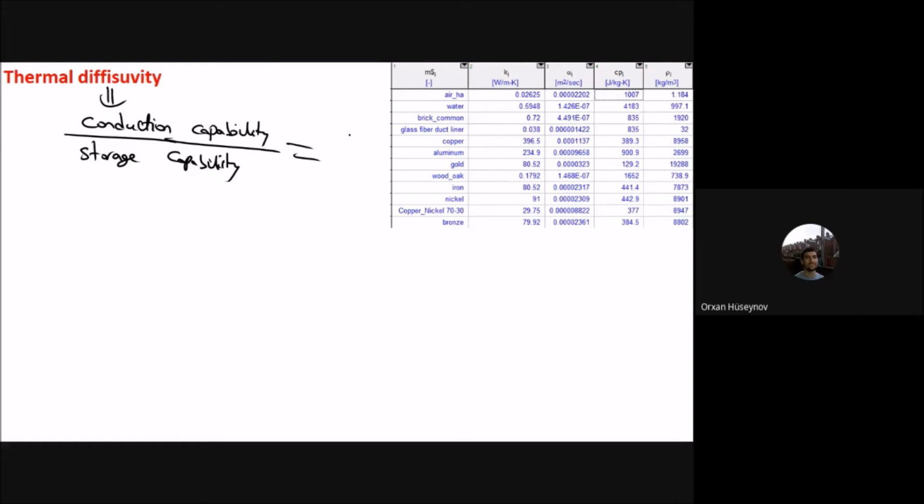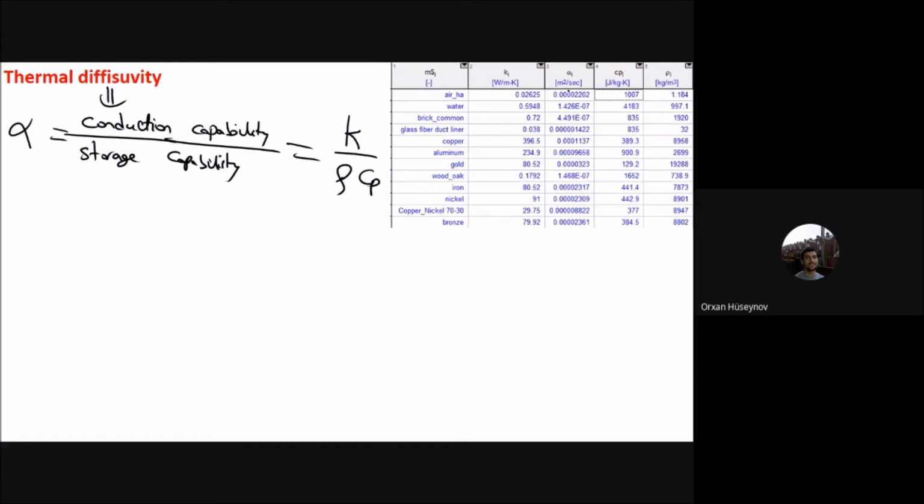This conduction is defined by the k. And how do you store the energy? You store energy by Cp, the specific heat, and this will have the mass, the density rho here. Density is inertia, and inertia plays a significant role in storing energy. Therefore k over rho Cp is the thermal diffusivity of the material. It compares how the material conducts heat versus how the material stores heat, and it is shown with the letter alpha.